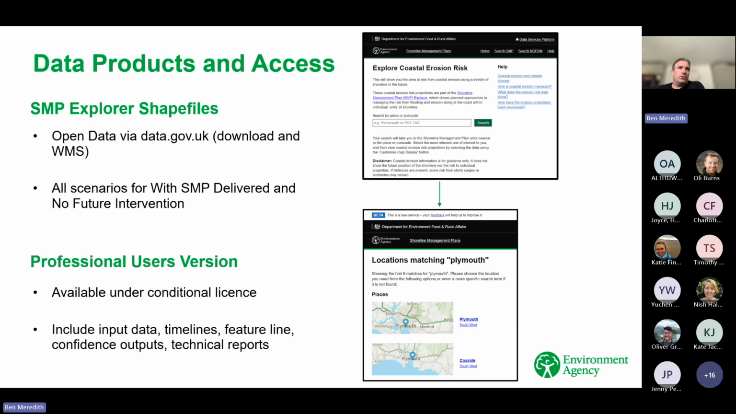So how do you access all of this new information? We host the NSERM data on the SMP Explorer platform where it's available. It's also available to you as open data from data.gov.uk and via web map service links. So you'll be able to access all of the scenarios that we've discussed today on those platforms. A professional user version is available, which contains some more detailed attribute information as well upon request and conditional licensing from ourselves. That concludes my presentation.